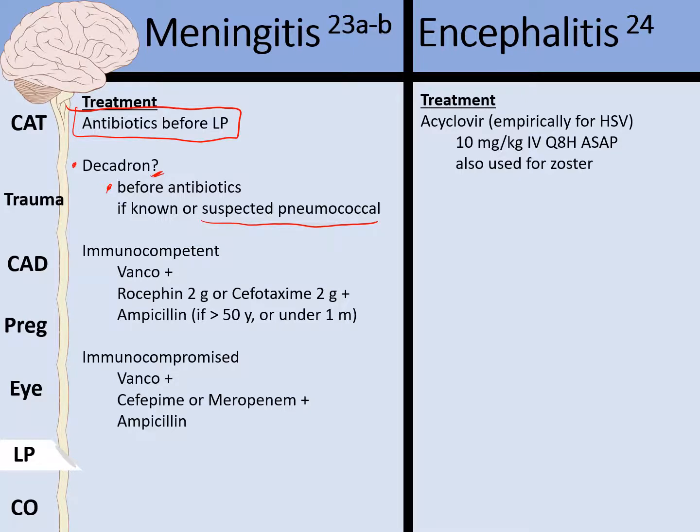The typical regimen for immunocompetent individuals is vancomycin with ceftriaxone, and if under 1 month of age or over 50 years of age, then ampicillin is added for listeria. Immunocompromised individuals would get cefepime or meropenem instead of ceftriaxone. Acyclovir treats HSV and zoster encephalitis and should be given empirically for all suspected cases of encephalitis.